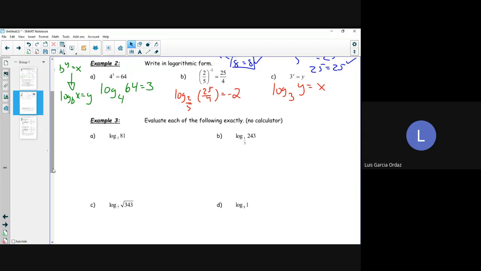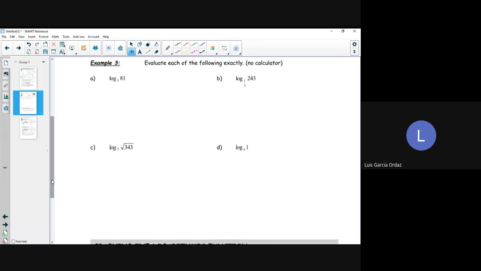So we're going to move on to example 3. For example 3, we want to evaluate each of the following exactly without using a calculator. Even though we don't have an answer, all of these are equal to a specific x value, and it is our job to solve for what x is. We have our first example: log base 3 of 81 is equal to x. If you were to change that into exponential form, how would it look?